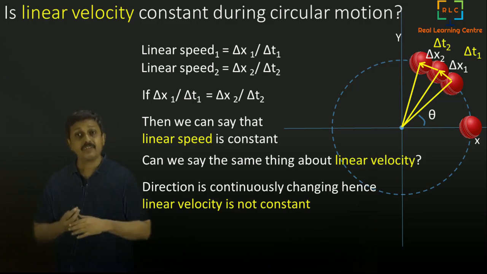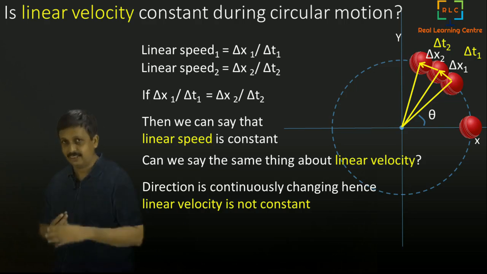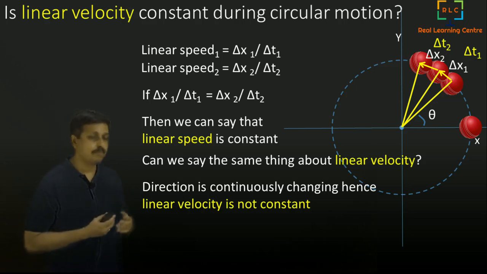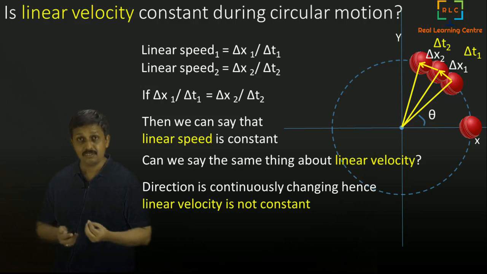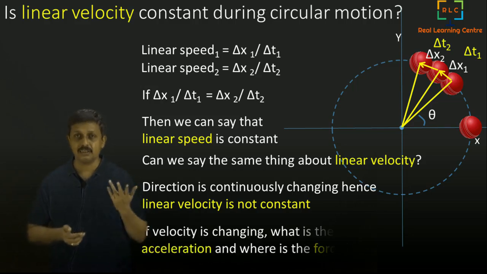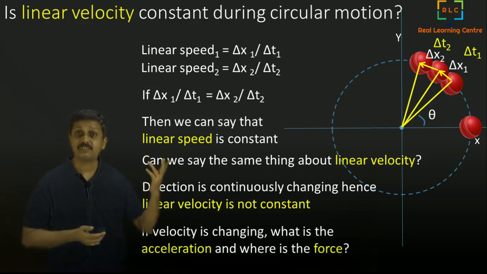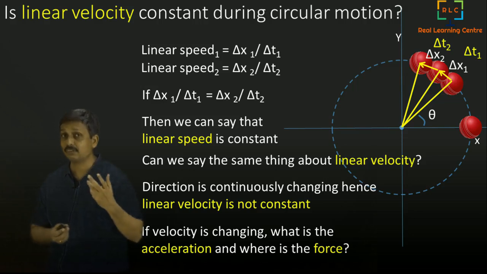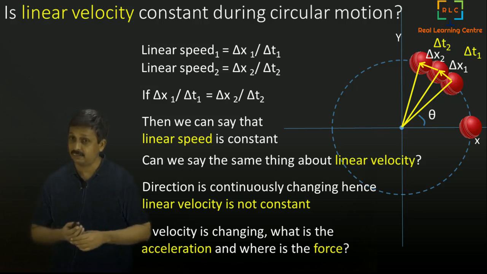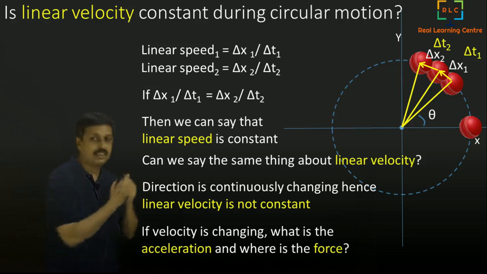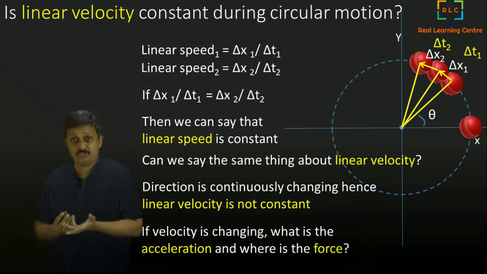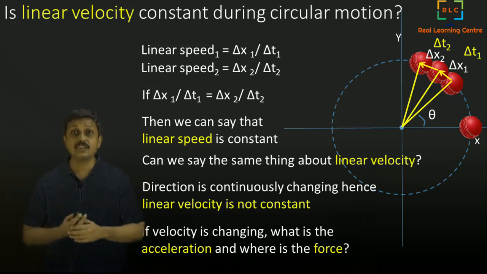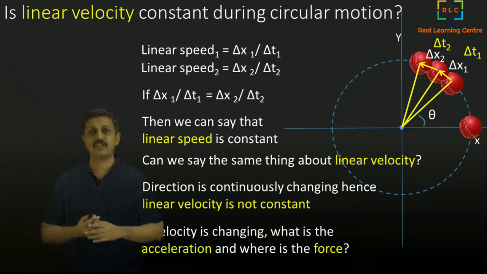If we say the velocity is not constant, velocity is varying, that means there must be certain acceleration. And if there is acceleration, then Newton's second law tells us that there must be some force. Without force, there can't be acceleration. So what is the value of acceleration here? And where is this force? If we understand these two, we get a clear understanding of circular motion.